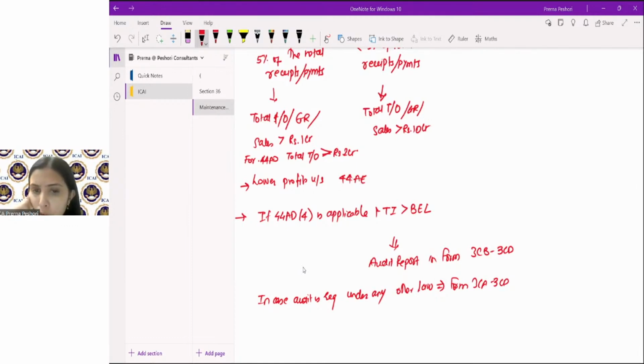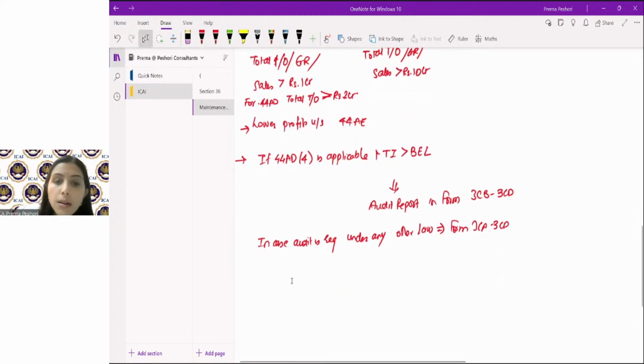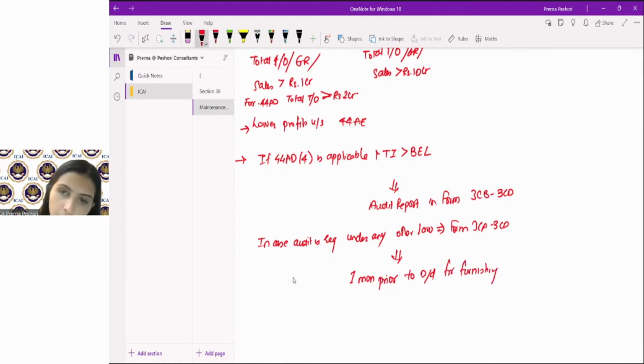Also, now the audit report has to be furnished 1 month prior to the due date for furnishing return of income under section 139(1). That is, by when does it have to be furnished? 30th September. So the due date for filing the return of income for other than companies is 31st October. Hence, the specified due date for tax audit will be 30th September. Are we clear? So the due date of audit will be 30th September. Clear?